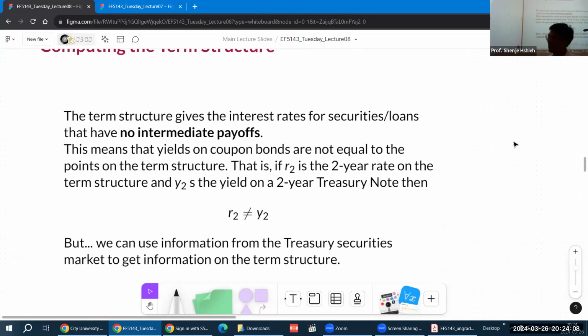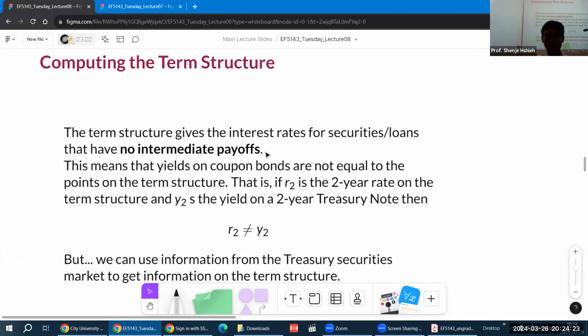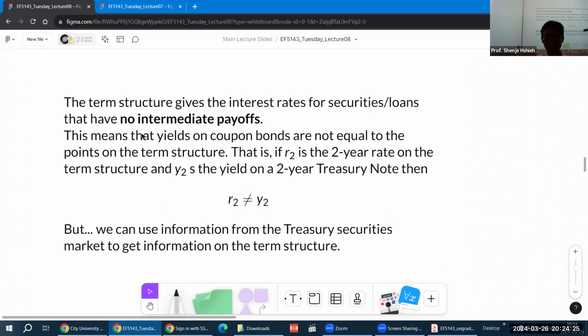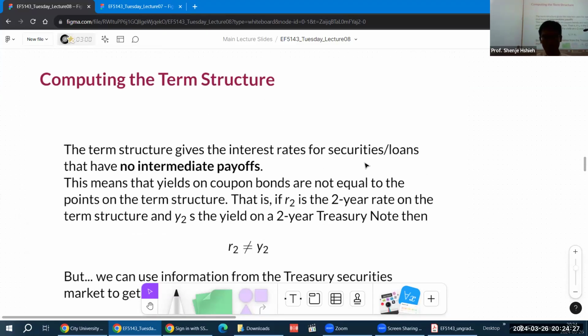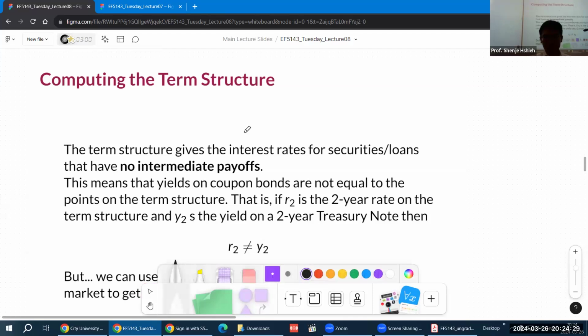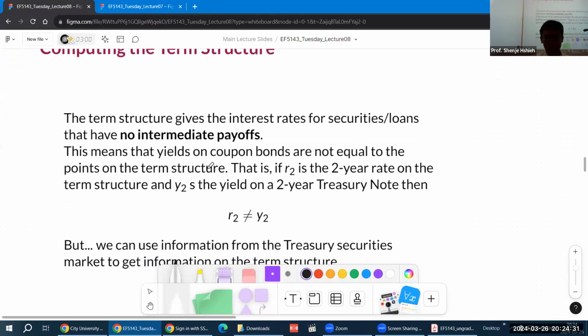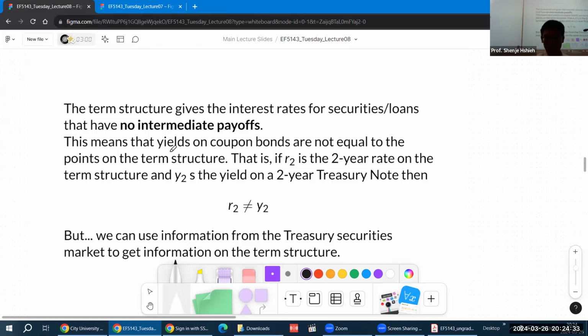All right, before I take a break, I will just finish off how to bootstrap the term structure, because you need to do this in your case study, which I will give to you maybe one or two weeks from today. Okay, so computing the term structure.